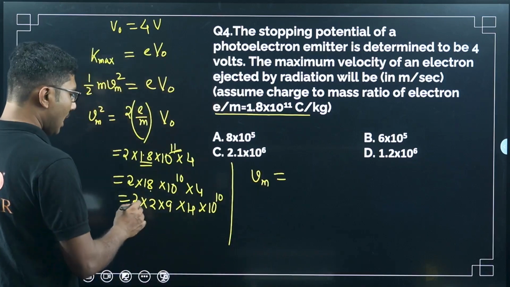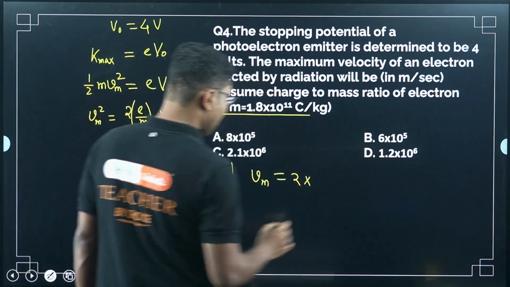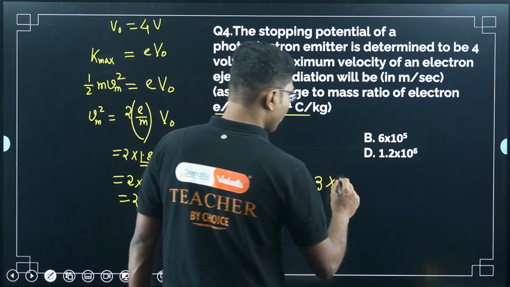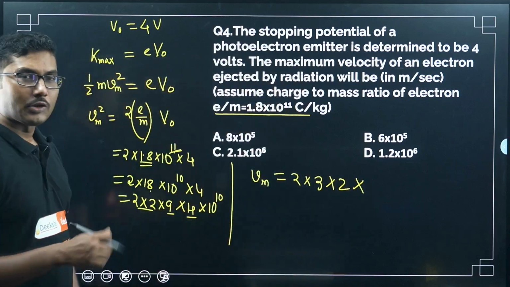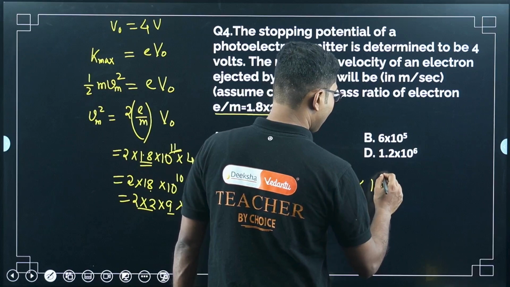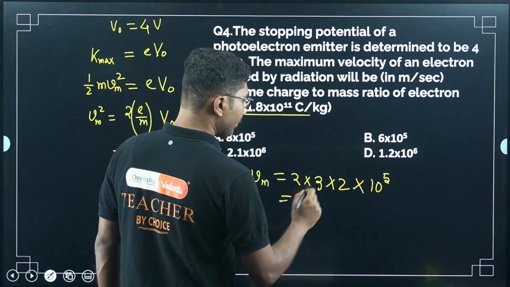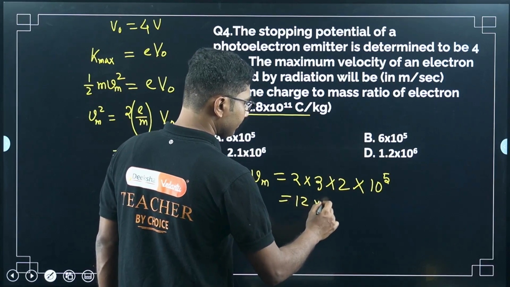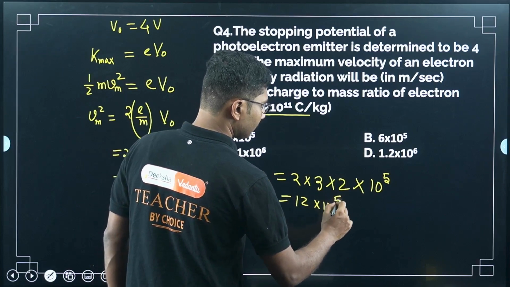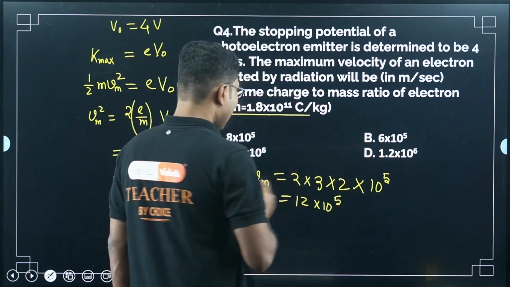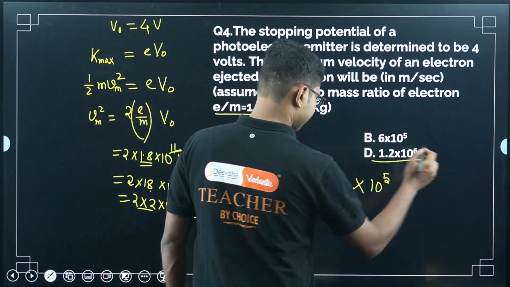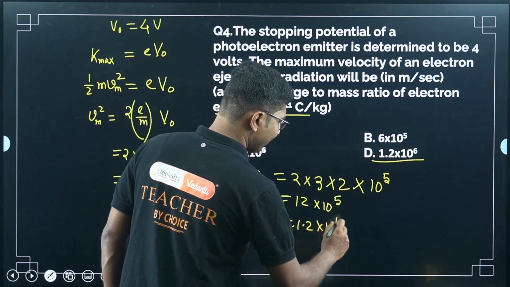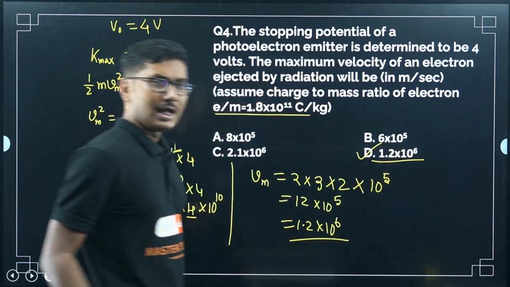Square root of everything means if there are two 2s, there will be one 2 only. The square root of 9 is 3, and the square root of 4 is 2, times the square root of 10 to the power of 10, which is 10 to the power of 5. So 2 3s are 6, 6 2s are 12. Now let us check the answers. None of the options is correct except this one, so we will have to adjust one decimal to get the correct answer. Simple as that. So the correct answer is option D.